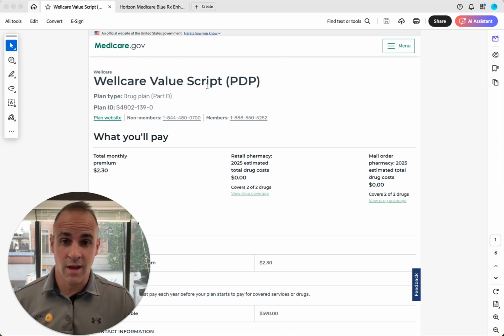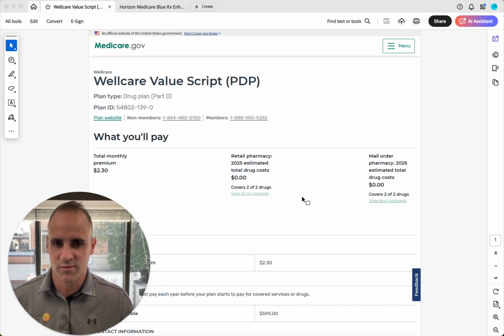For these drug plans, the name of the plan is going to be at the top of the report. You've got information about the phone numbers for the carrier. The monthly premium is the next portion here. In this example, it's $2.30 a month for this particular plan. The total drug cost for the rest of the year, that's the next section, at the pharmacy as well as mail order. In this particular example, we're going to see there are two medications, both low-cost medications that are Tier 1 on this plan, which have a zero copay. So you see zero cost for the rest of the year. Both of these drugs are covered, so it shows you that it covers 2 of 2 drugs.